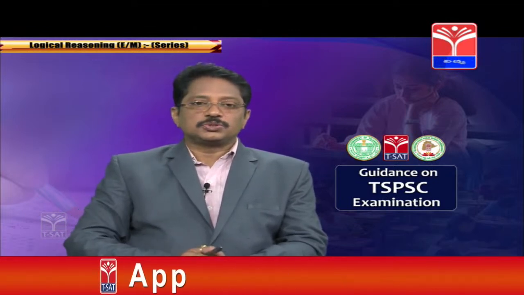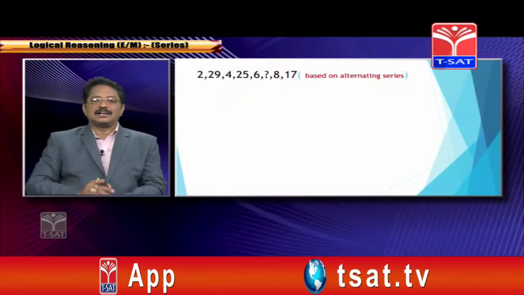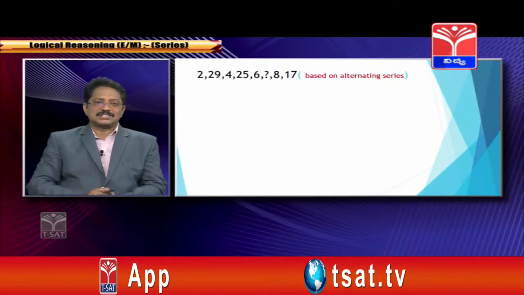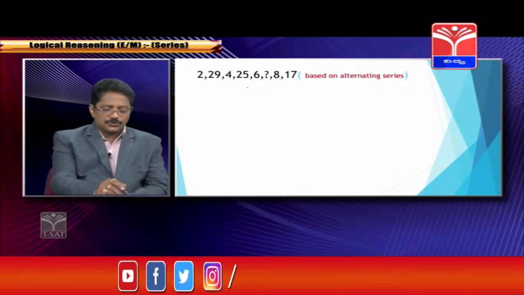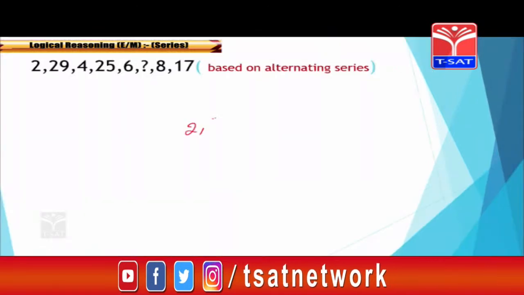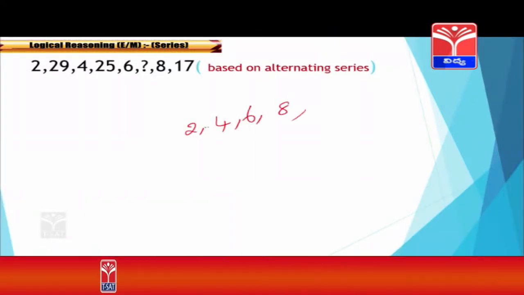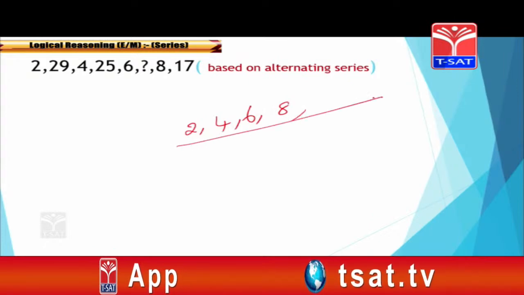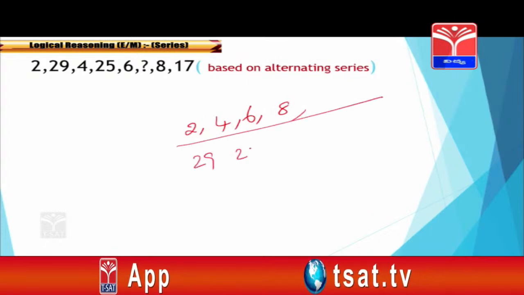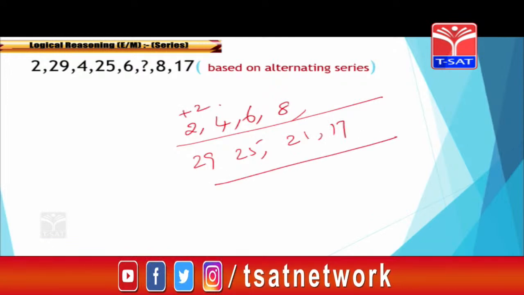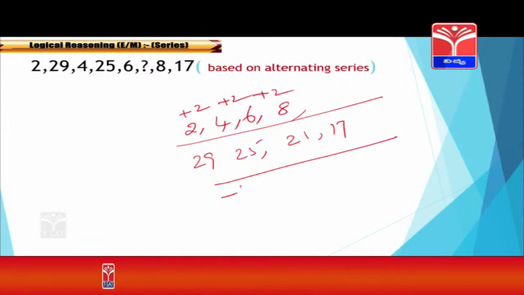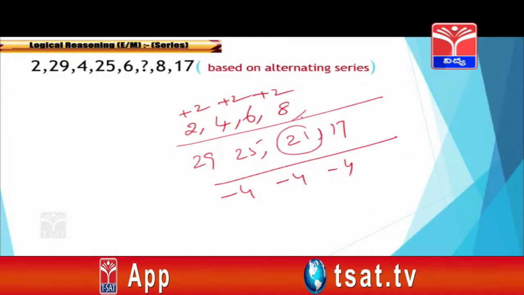Now we will check 2, 29, 4, 25, 6, 8, 27. Alternate series actually. We call it alternate series. If you take 2, 4, 6, 8, all this is one series. 29, 25, 21, 17 is another series. This one increased by 2 and this one decreased by 4. So what is the required answer now? 21 is the required answer.